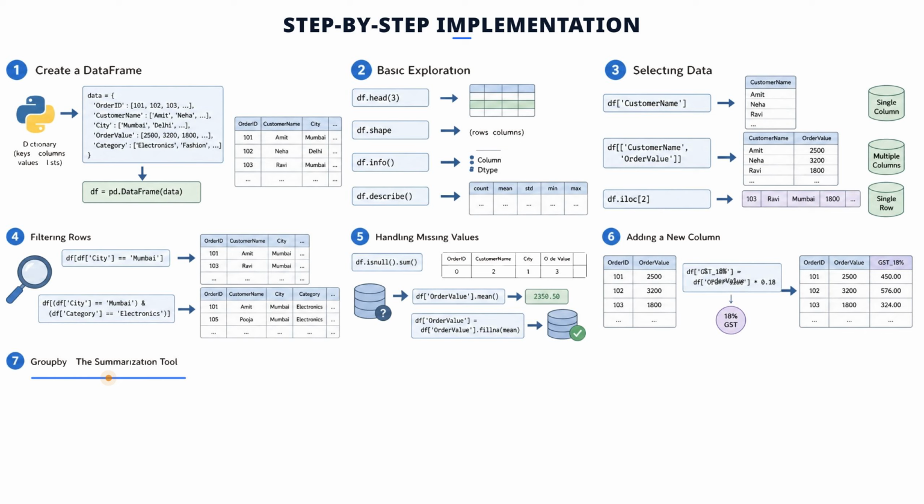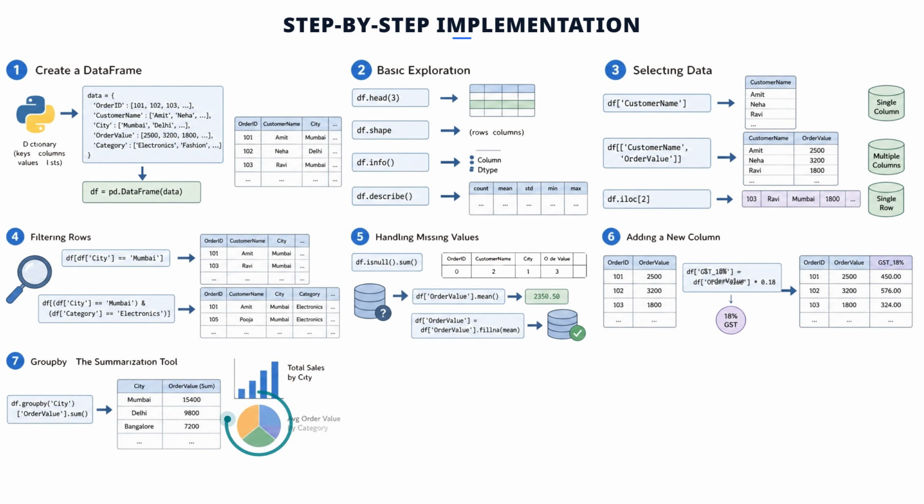When it's time for deeper analysis, groupby is your ultimate summarization tool. It clusters similar rows together. For instance, df.groupby('city') groups all your orders by city, and then attaching .sum() adds up the order values for each of those groups. This transforms thousands of rows into a clear summary of total sales by city, perfect for feeding into bar charts or pie charts.